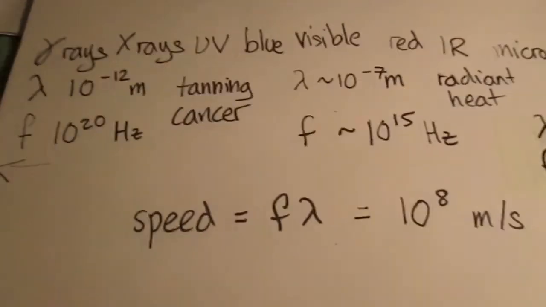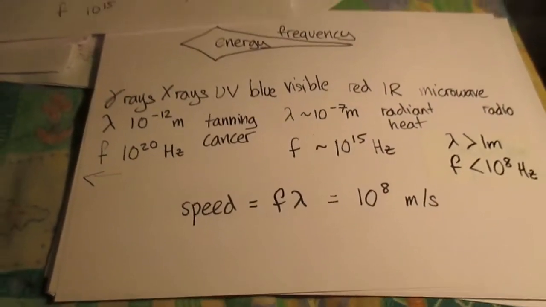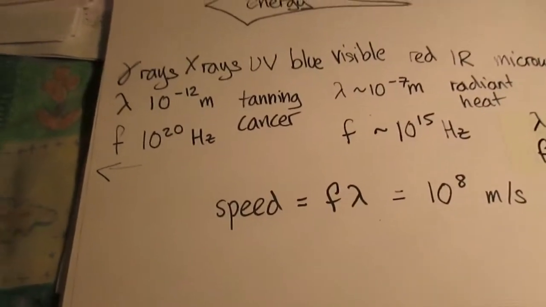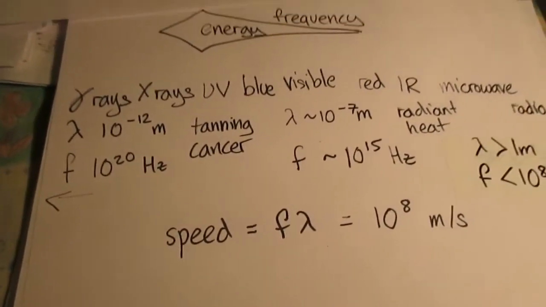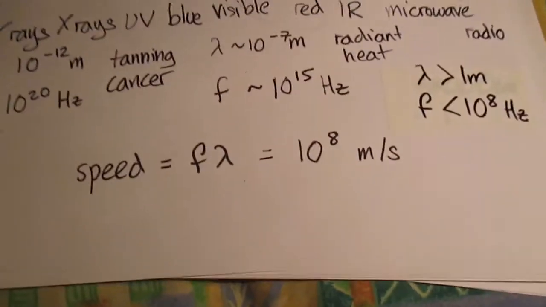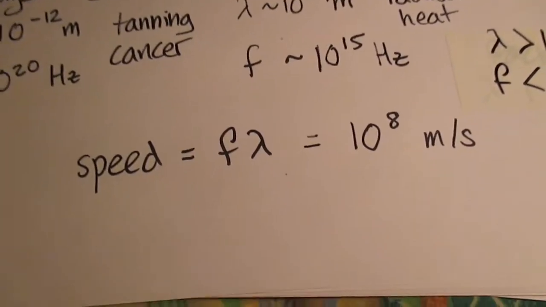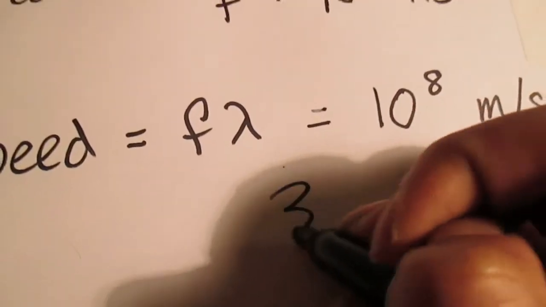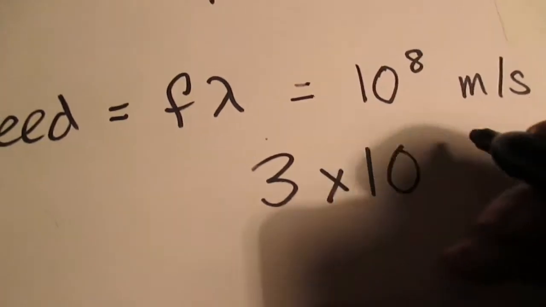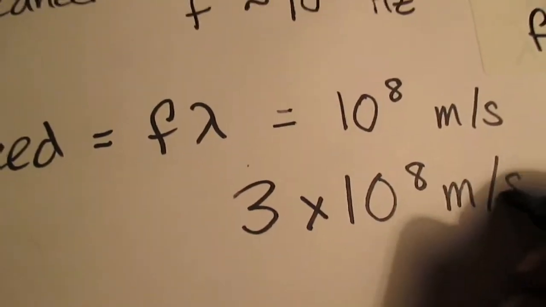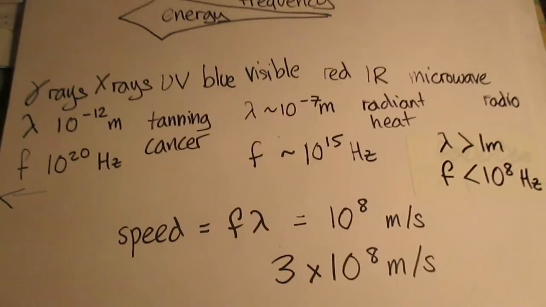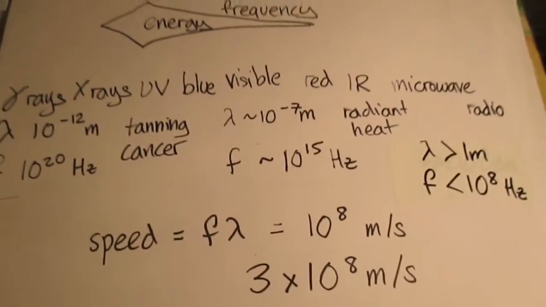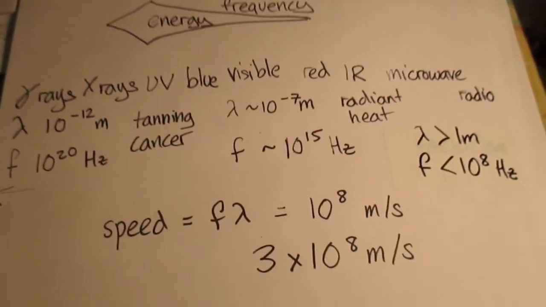Yes. So we know that the speed of all electromagnetic radiation in a vacuum is 3 times 10 to the 8 meters per second. So that's all the parts of the electromagnetic spectrum. Now let's go on to uses for different parts of the spectrum.